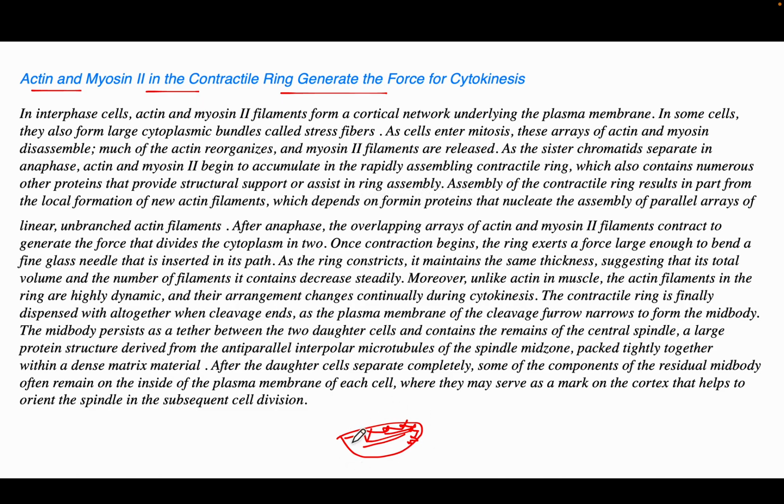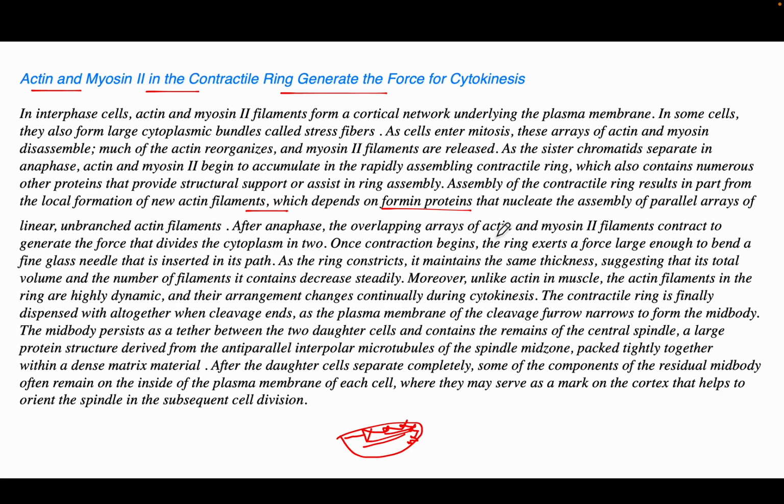Assembly of the contractile ring results in part from the local formation of new actin filaments, which depends on formin proteins. So this is very detailed. We will discuss the detailed actin filament and myosin in the cytoskeleton class. Now we'll just make you understand what happens after anaphase and how the cell is dividing.